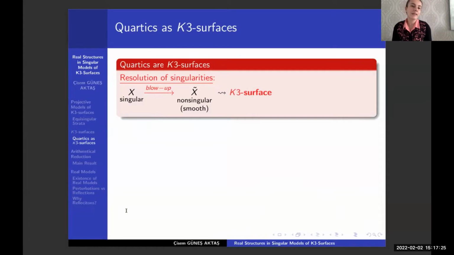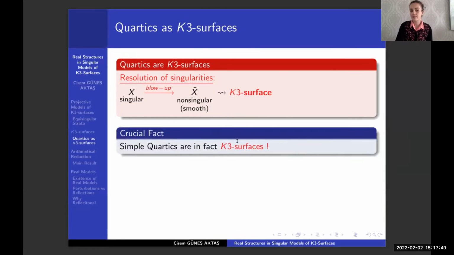Now, let's look at quartic surfaces as K3 surfaces. So I am working with a quartic surface X, which has singular points. So it is a singular surface. When we blow up its singular points, we obtain a smooth surface, which we denote by this. And this resulting smooth surface is in fact a K3 surface. So this is our main crucial motivation.